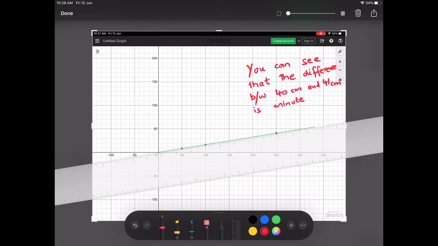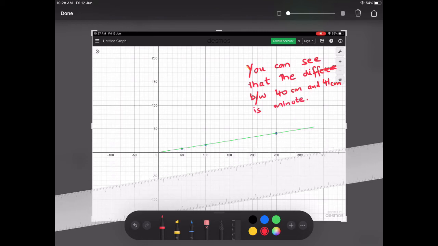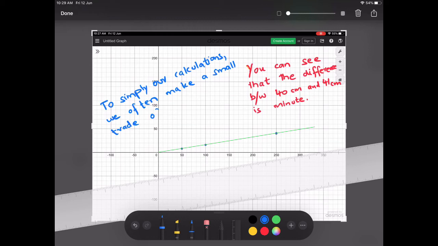In mathematics, sometimes we make a small trade-off between accuracy and ease of doing calculation. Theoretically, the extension for 250 grams should have been 40 centimeters, but in practical systems, we have room for small errors, although they do not really change our entire system.